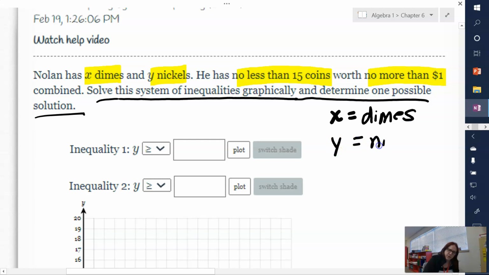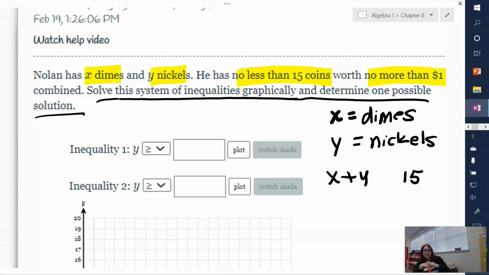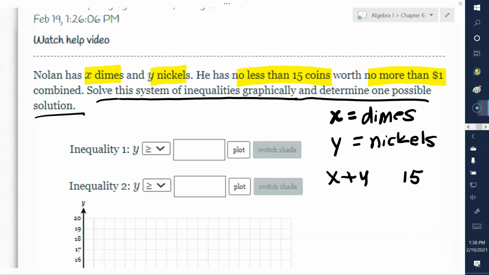Y equals nickels. I know that he has no less than 15 coins. So X plus Y, no less than. That means I'm allowed to have 15 coins because that's not less than 15. I'm also allowed to have more coins than 15. So this is going to be a greater than or equal to.